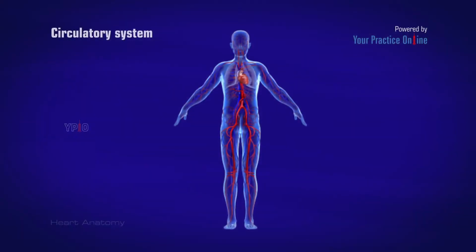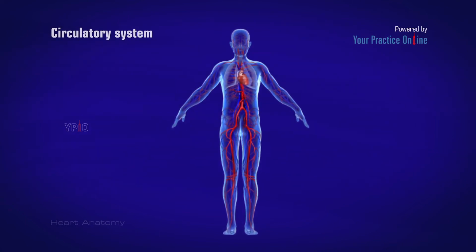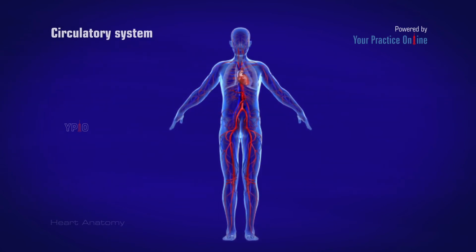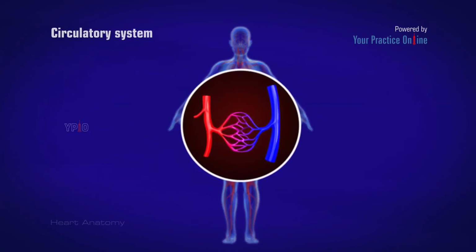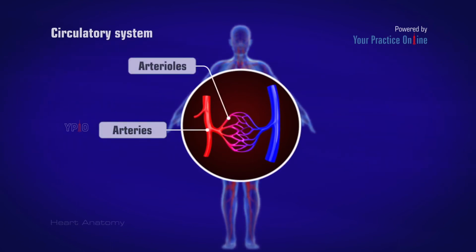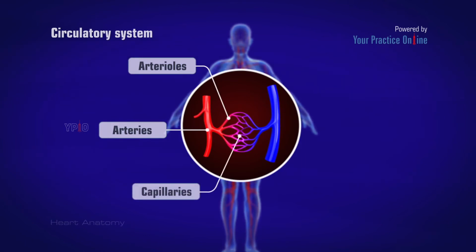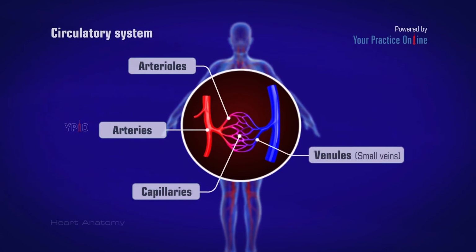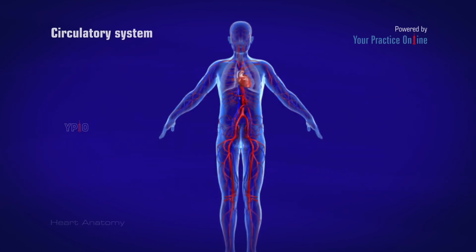Circulatory system of the heart. The heart works as a pump to deliver blood to every organ, tissue, and cell of your body through a complex network of arteries, arterioles, and capillaries. Blood returns back to the heart through venules, small veins, and veins. The circulatory system has 2 parts.